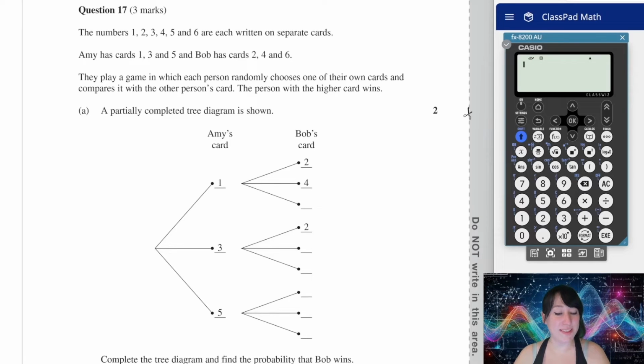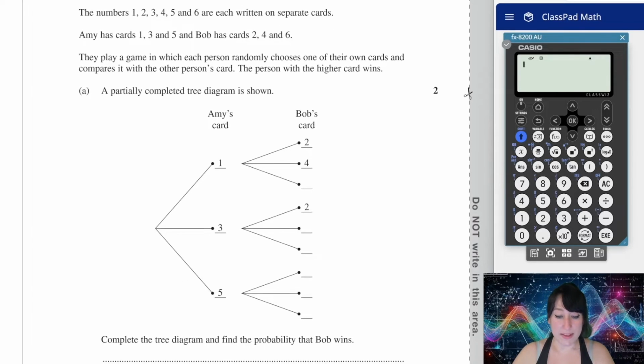All right, question 17. The numbers 1, 2, 3, 4, 5, and 6 are each written on separate cards. Amy has cards 1, 3, and 5, and Bob has cards 2, 4, and 6. They play a game in which each person randomly chooses one of their own cards and compares it with the other person's card. The person with a higher card wins. Now, a partially completed tree diagram is shown. We need to complete the tree diagram and find the probability that Bob wins.